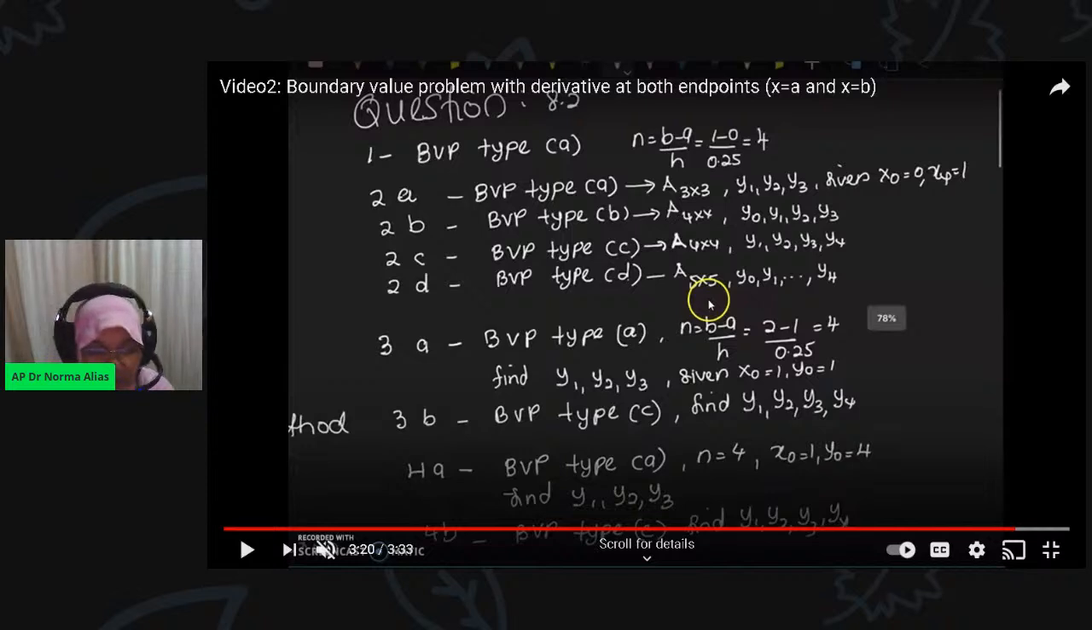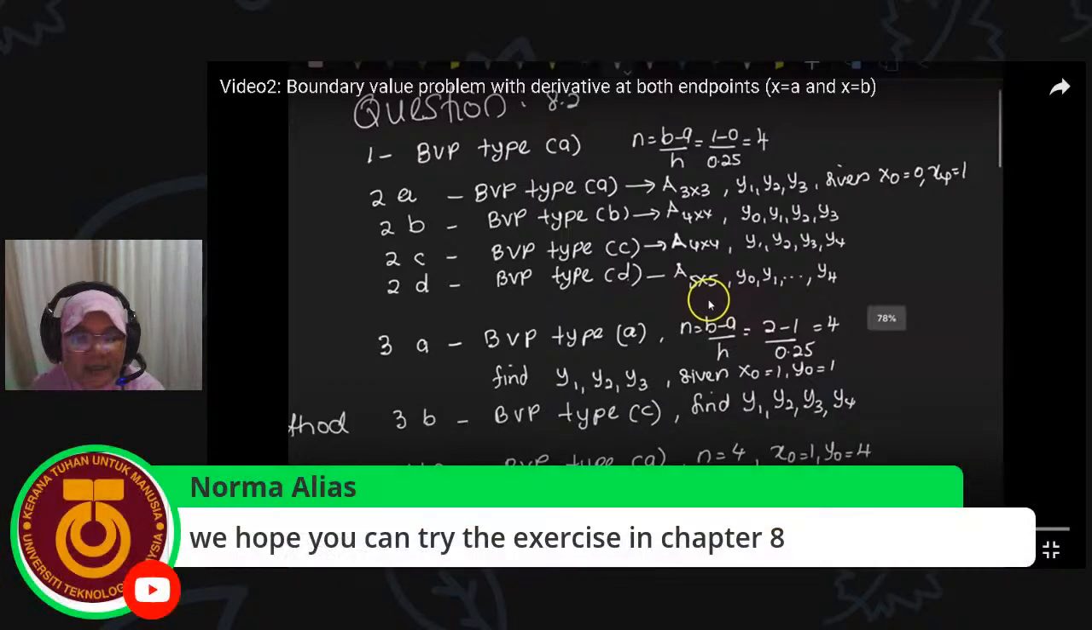We hope that you can try the exercises in chapter 8. The answers you can find at the back of the book. Don't worry because I give you the answers. Just find the discussion. Don't give up. This is 25% of your final exam. All right. Bye-bye. See you.